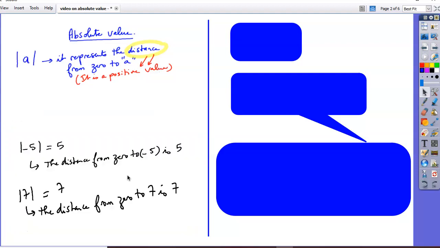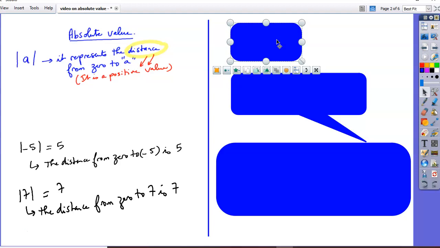Example, if we take the absolute value of -5, we have to find the distance from 0 to -5, which is 5 units. And then we write the absolute value of -5 is equal to 5. However, the absolute value of 7 is also the distance from 0 to 7, which is 7 units. And then the absolute value of 7 is equal to 7.